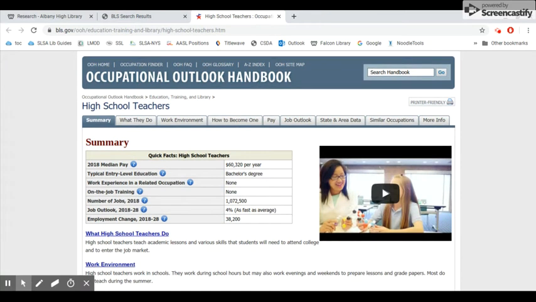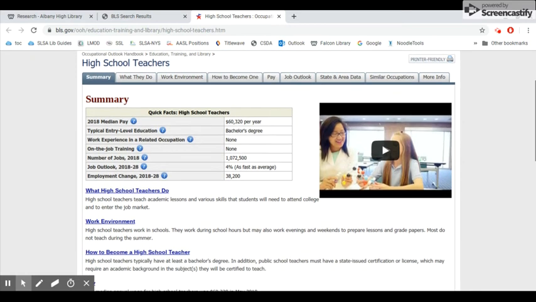So the 4 tabs that you're going to be working through are going to include the summary. It's going to include what they do for the job title that you're researching, what is the work environment, and how to become one. Those 4 tabs are going to have the answers to the questions that your research asks. The summary tells us a little bit about what the pay is. It tells us what some of the education required is, and it even gives a percentage of how fast this job is growing.